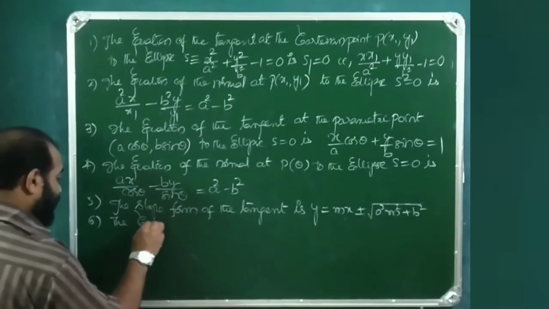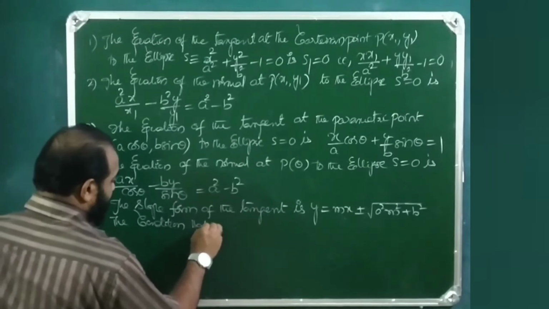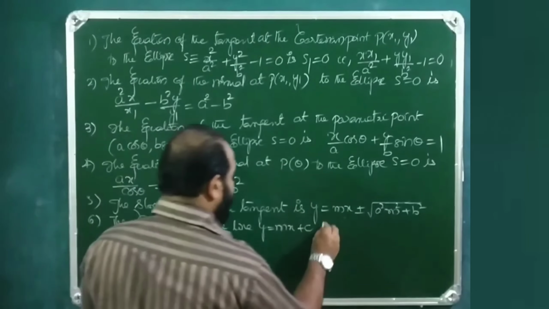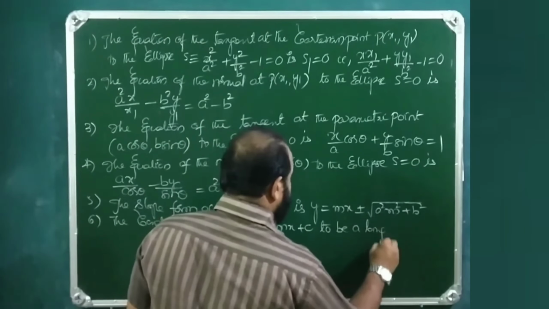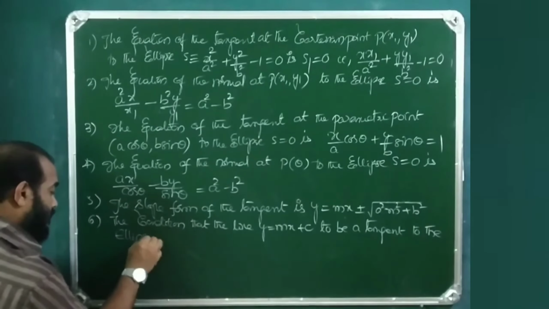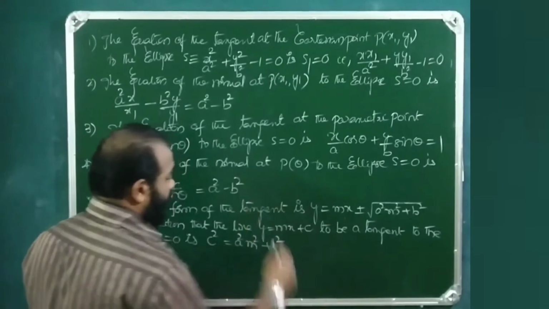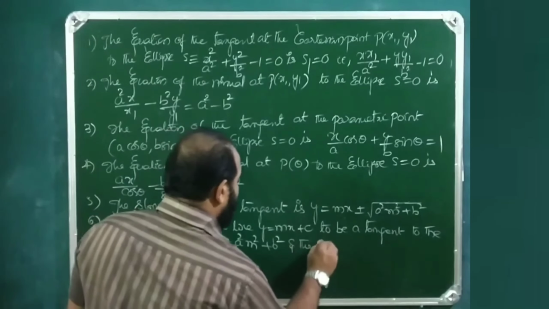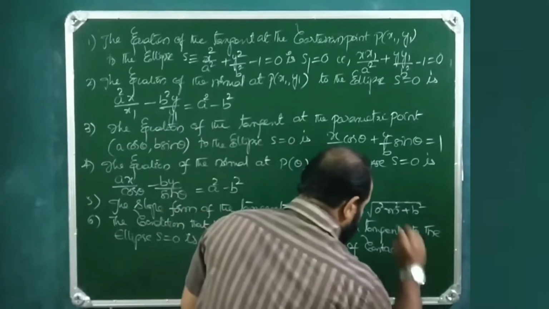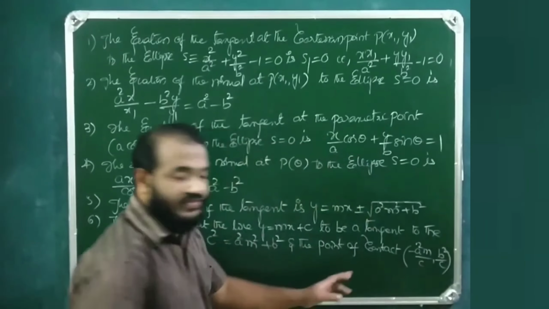The condition that the line y equals mx plus c is a tangent to the ellipse S equals 0 is c square equals a square m square plus b square, and the point of contact is (minus a square m by c, b square by c). This we have discussed before.